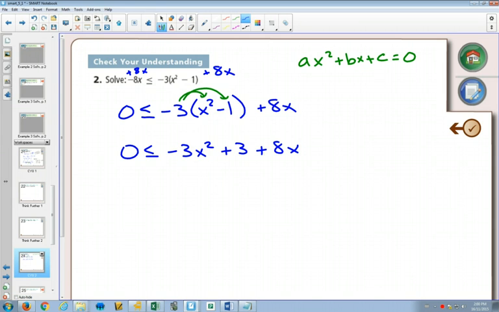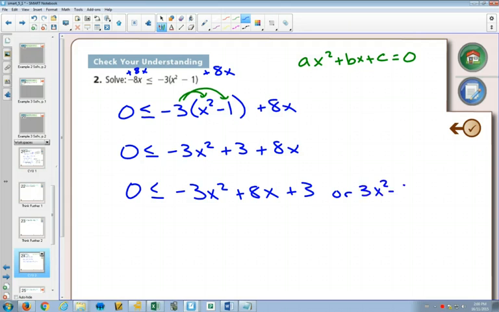And then I have a decision that I need to make. Either I can keep it on this side, and I'm just going to write the 8x in the middle instead, and solve it that way, or I could move everything over to the left. So if I took this and I added 3x squared and subtracted 8x and subtracted 3, I would get 3x squared minus 8x minus 3 is less than or equal to 0.